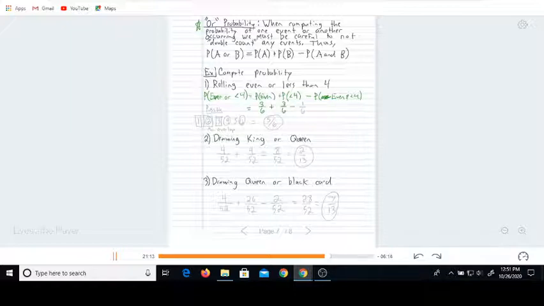And you see why we have to use subtraction here. If I stop here, you're going to get 6 out of 6, which is 100%. And that can't be correct. You do not have a 100% chance of rolling an even or less than 4, because what if you roll a 5? If you roll a 5, that's neither even nor less than 4. So it's not 100%. So we got to subtract the overlap.